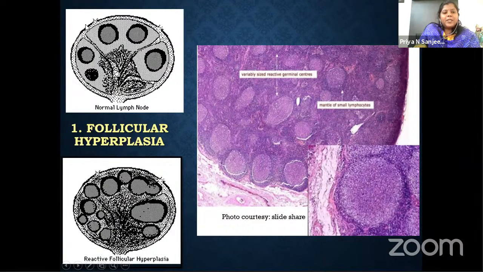This is the schematic diagram of a normal lymph node, and this is a reactive lymph node. Look at the follicles here. You have primary lymphoid and also secondary lymphoid follicles. Here there is an increase in the size and also the number of the follicles. That's why it is called follicular hyperplasia. The follicles are increased in number and size. It is mainly the secondary lymphoid follicles.